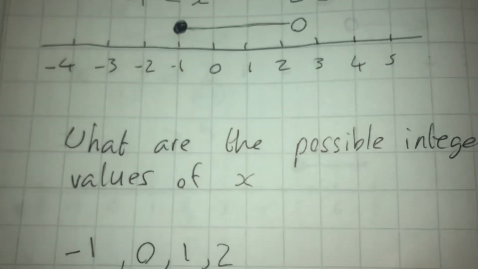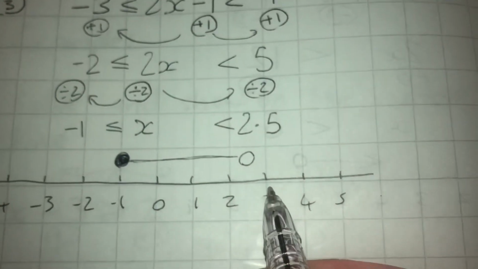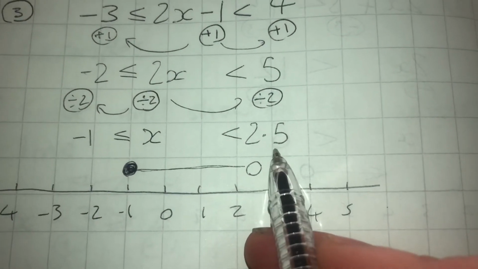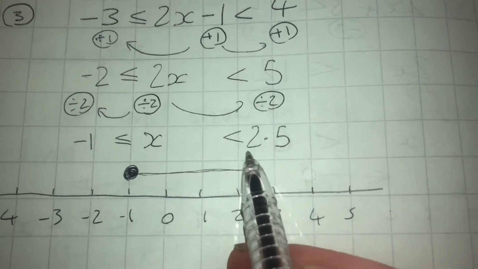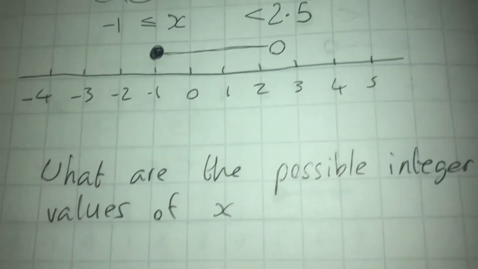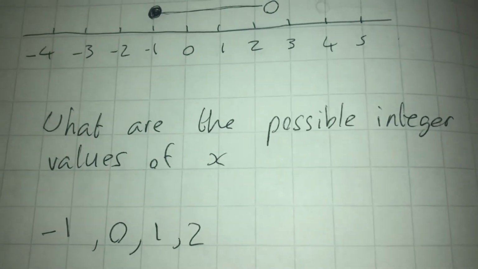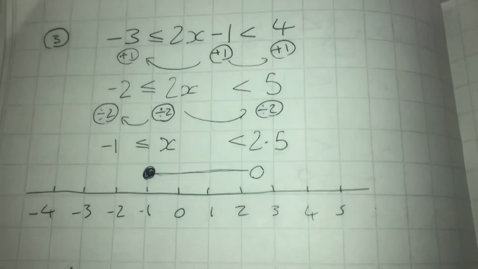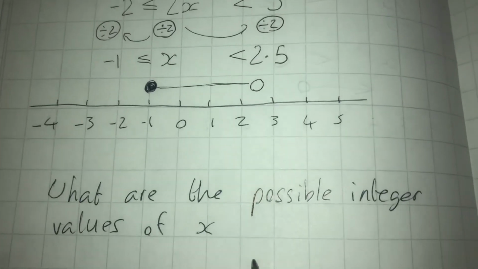and 2. And if you're querying, well, could it be 3? We know 3 lies outside, 3 is greater than 2.5, whereas we know x has to be less than 2.5. Okay, so just keep in mind if it ever asks you for the integer values with this type of inequality, you're looking at the whole numbers that x could possibly be.